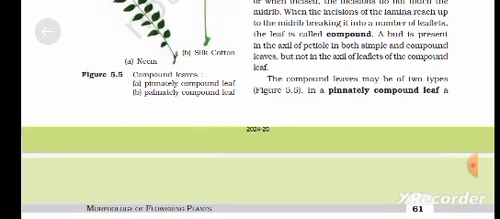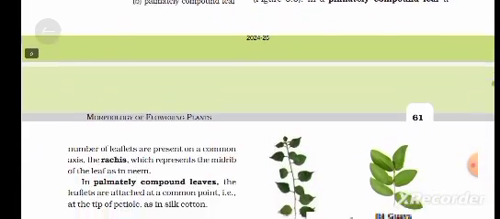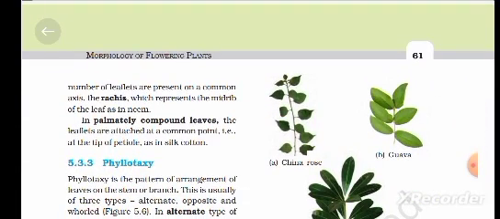The compound leaf may be of two types. A pinnately compound leaf: a number of leaflets are present on a common axis, the rachis, which represents the midrib of the leaf, as in neem. In the palmate leaf, the leaflets are attached at a common point, that is, at the tip of the petiole, as in silk cotton.